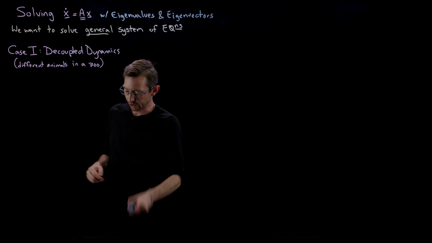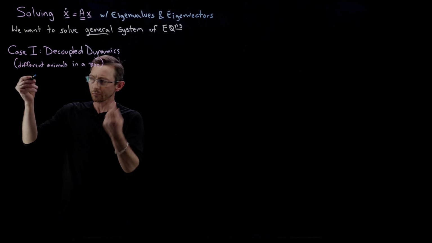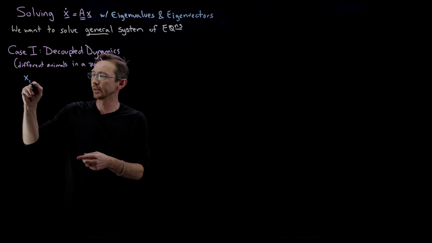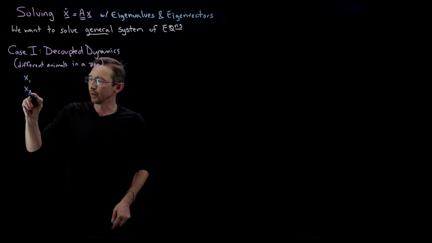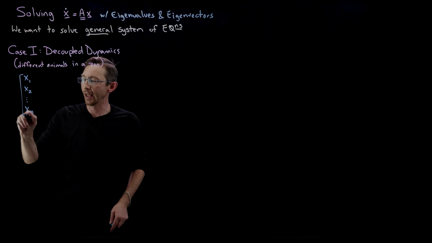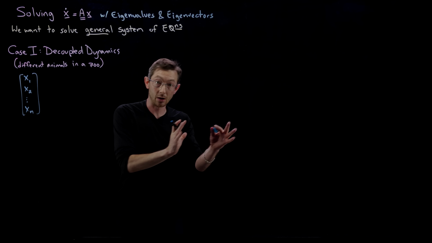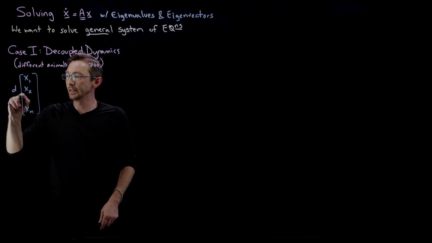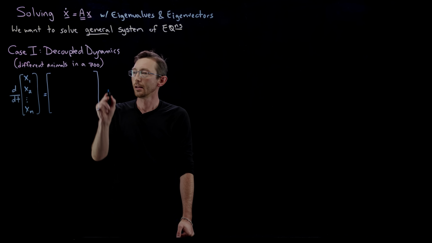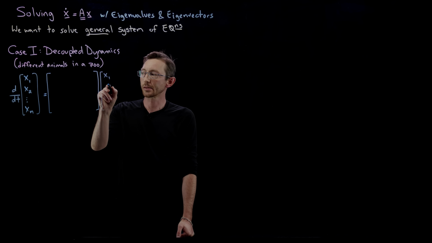And so I'm going to write down this differential equation. Let's say our state vector x has a bunch of components x1, x2, all the way to xn. Let's say I have n animals in n different zones in this zoo. And I'm taking d/dt of this state vector. This is just x dot, where x is a big vector containing all of these components. And we're going to say that this equals, in the case of decoupled dynamics, a matrix A times x1, x2, xn.